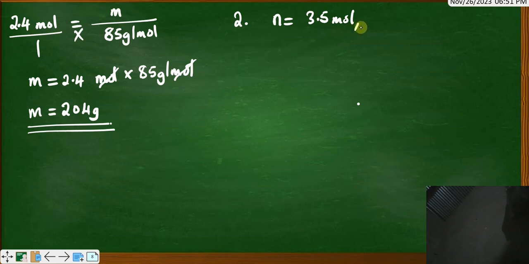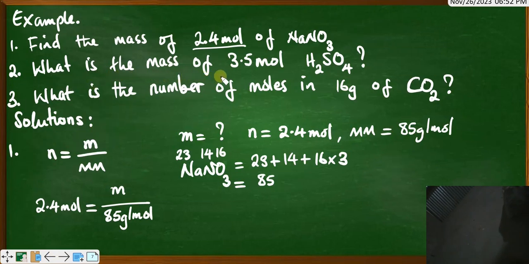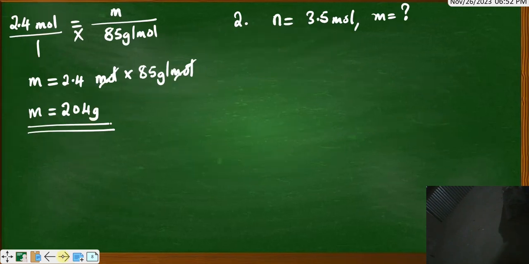Then what they're asking us to find is the mass. So put mass m question mark, because if you check here, they're saying what is the mass of 3.5 moles of sulfuric acid. So now what we'll do, we'll know that molar mass will be equal to that of sulfuric acid. So put sulfuric acid, which is H2SO4. So we'll see this is 1, this is 32, this is 16.